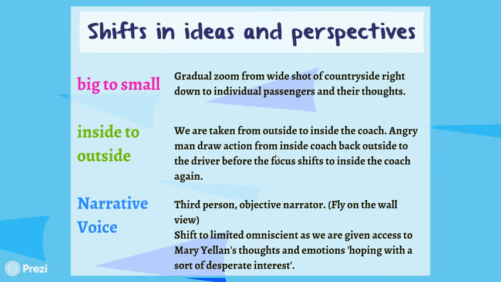Finally, in terms of the narrative voice, overall it's a third person objective narrator, because we as the reader can see what can be seen and heard, but we don't necessarily get access into any of the passengers' thoughts. However, it is interesting to note that you could say it shifts to a limited omniscient perspective right at the end, because it's almost as if we're given access. We're starting to transition into Mary Ellen's thoughts and emotions, with the quote "hoping with a sort of desperate interest." But generally we've got that fly on the wall perspective.